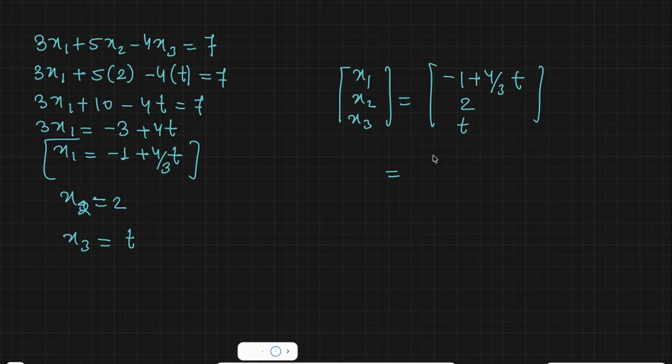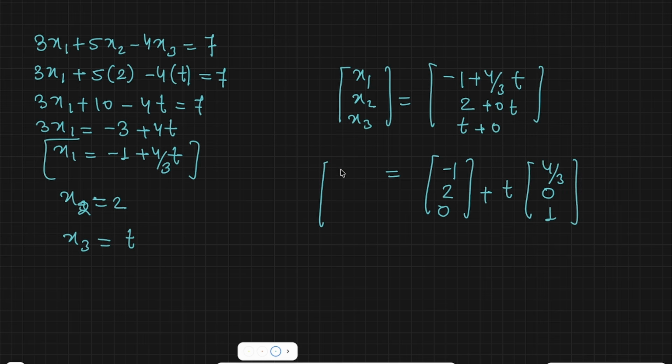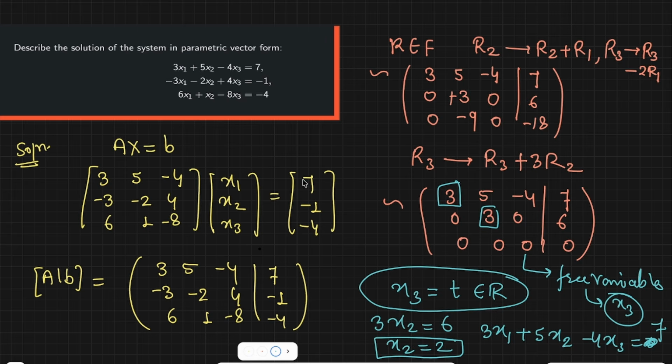You just write down the constants 1, 2 and 0. There is no constant. Plus you just take the t common, that will be 4 by 3. There is no value of t, or I can simply write 0t, I can simply write 0. Okay, and this is your one. So this is nothing but your parametric form. You just find out the parametric form simply. Okay, you just check the calculation first.